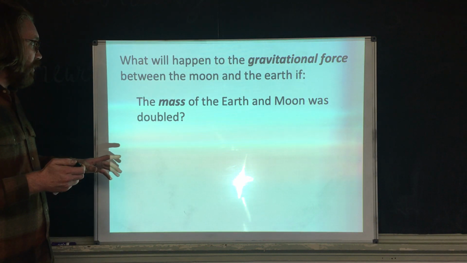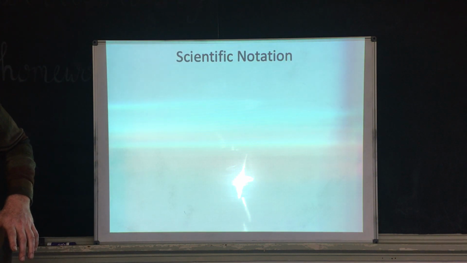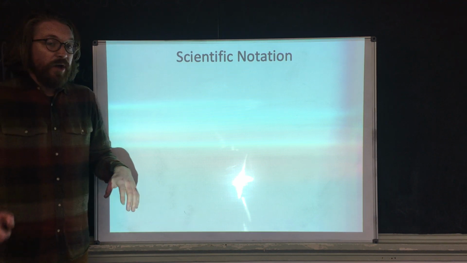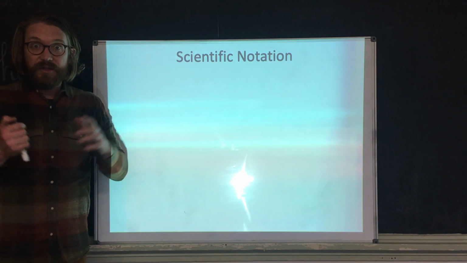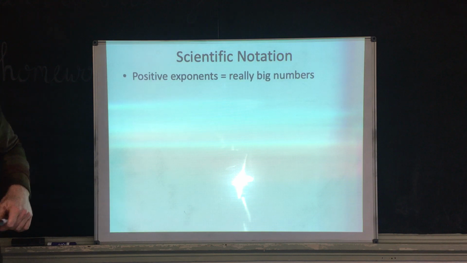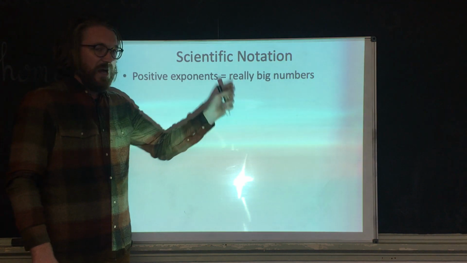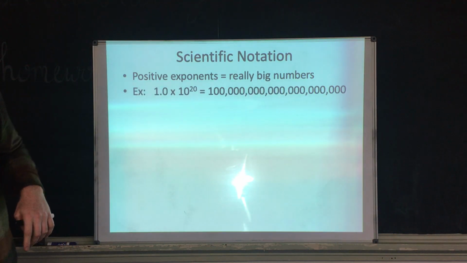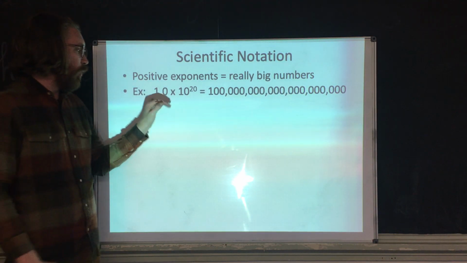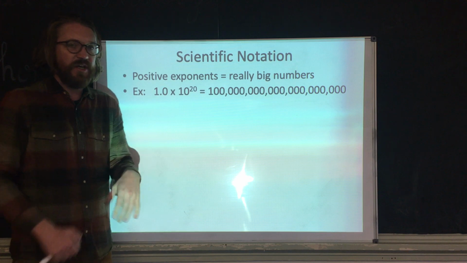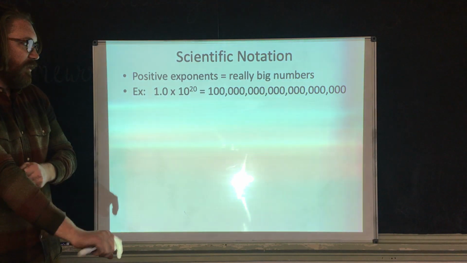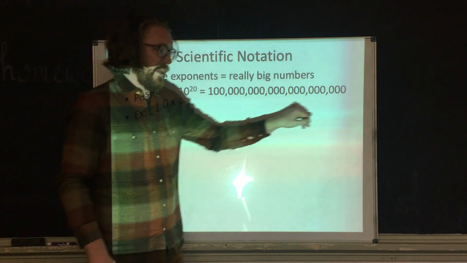All right, guys, so let's look at scientific notation. We're going to work with really big and really small numbers. So, some of these numbers are really, really big. Those are what have positive exponents. So an example of a positive exponent is 1 times 10 to the 20th, okay? You would write that like this.